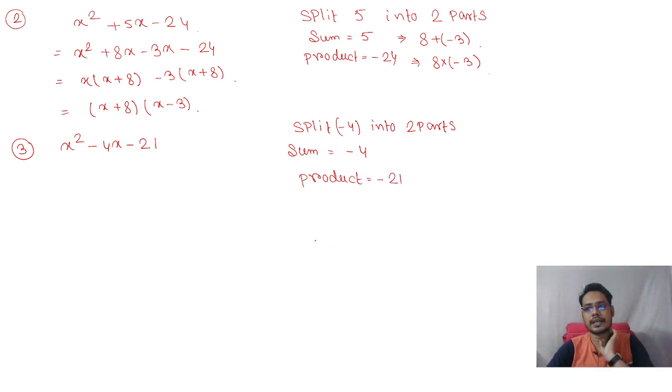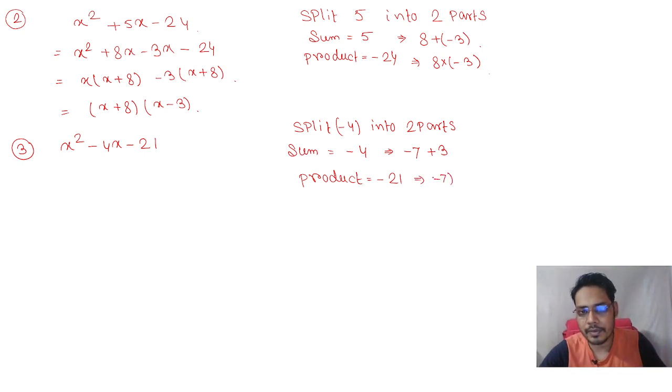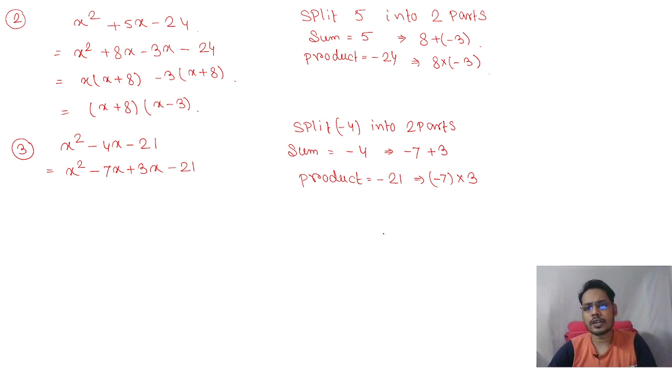And when we know that for 7 and 3, the product is 21 and 7 minus 3 is 4. So we can write this as minus 4: minus 7 plus 3 is minus 4, and the product of minus 7 multiplied by 3 gives you minus 21. That means we can write x square minus 4x as x square minus 7x plus 3x minus 21, because we know that the product of minus 7 and 3 is minus 21.